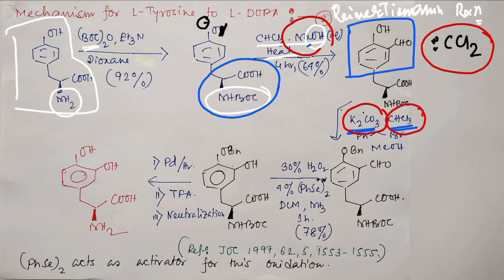so it will never generate carbene, so don't get confused. In this case chloroform is actually the solvent. Okay, please remember. Fine, what happens? K2CO3 abstracts this proton.